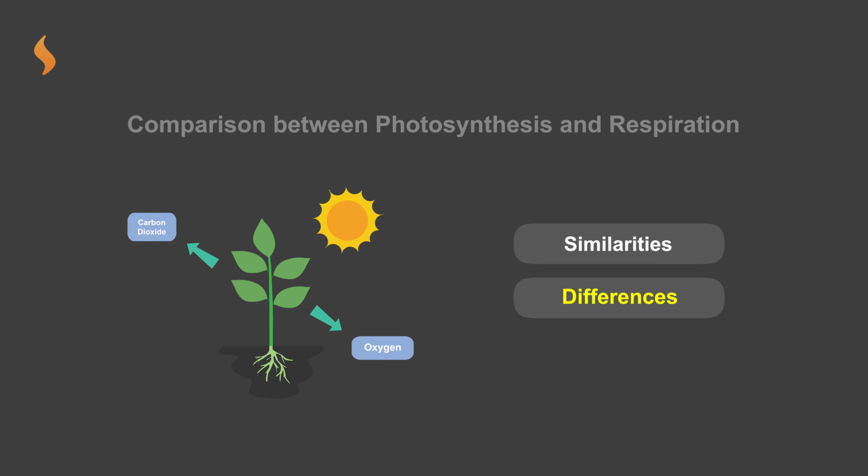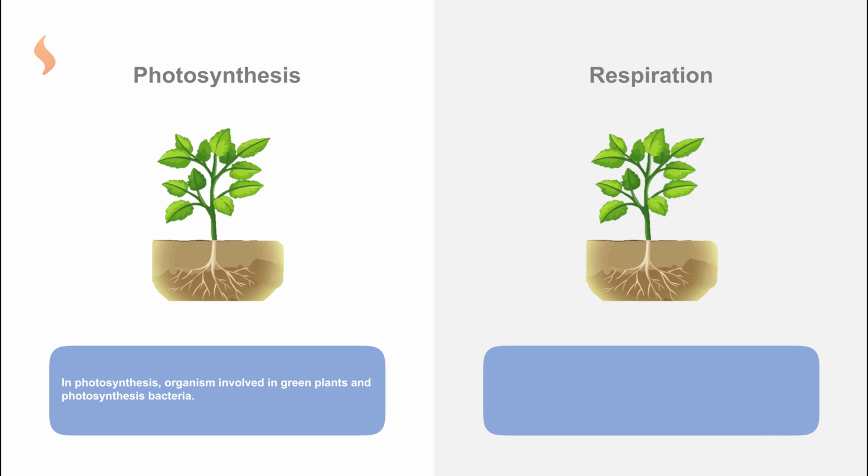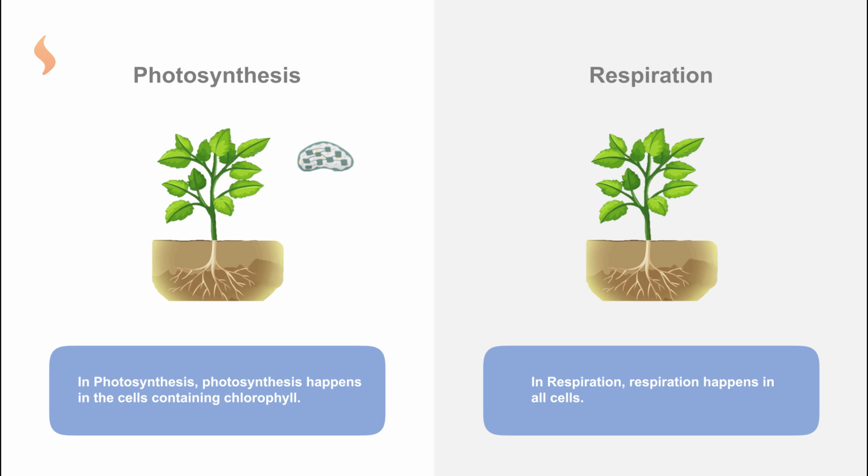And here are the differences between photosynthesis and respiration. In photosynthesis, the organisms involved are green plants and photosynthetic bacteria. In respiration, the organisms involved are all living organisms. In photosynthesis, photosynthesis happens in the cells containing chlorophyll. In respiration, respiration happens in all cells.